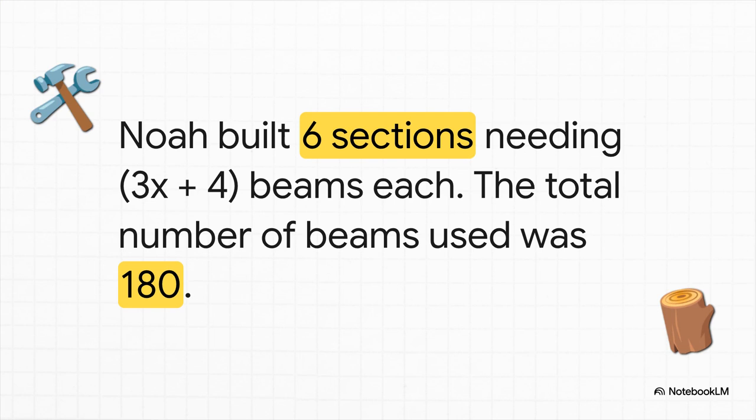Okay, here's our first word problem. It's all about the ark's support beams. So, the story goes, Noah built 6 sections. Each of those sections needed a certain number of beams, specifically 3x plus 4 beams. We don't know what x is yet, but we do know he used 180 beams in total. So the puzzle is, what's the value of x?